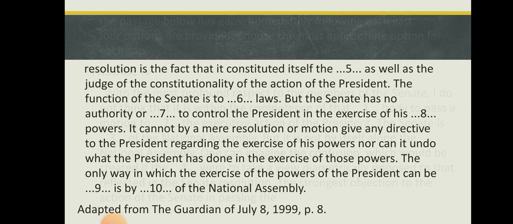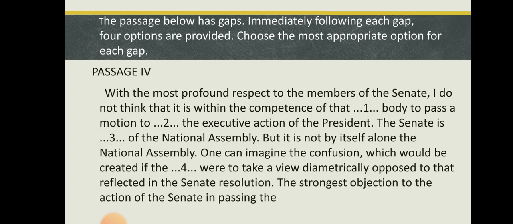So don't just go and start answering. The very first thing you will do is use 2 to 3 minutes to run the passage. What I mean by running the passage is to read the passage, leaving all of that aside. When you read the passage, you understand what it is talking about. Let's read the passage together.